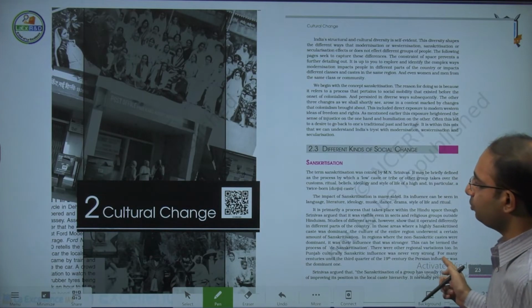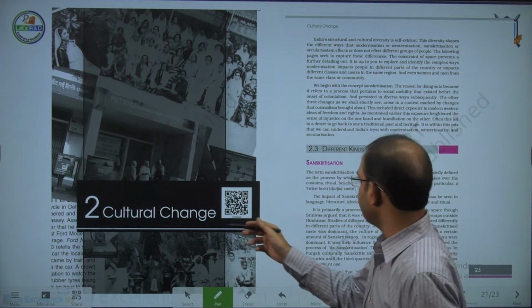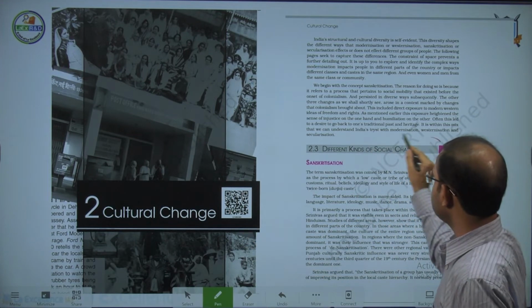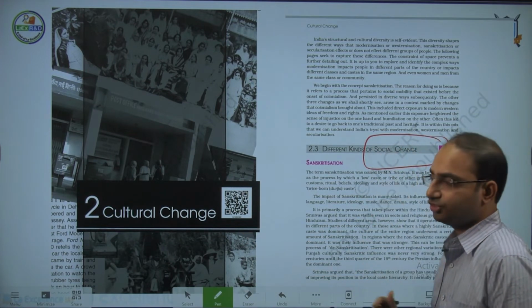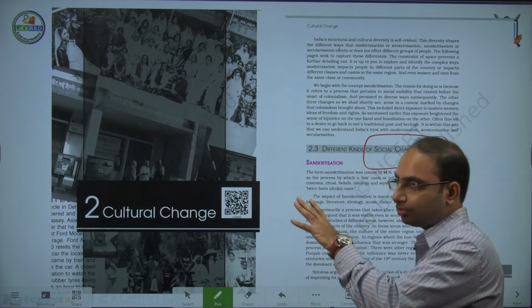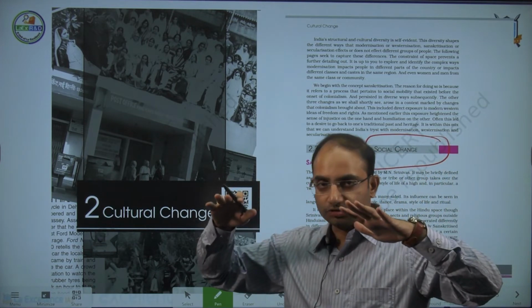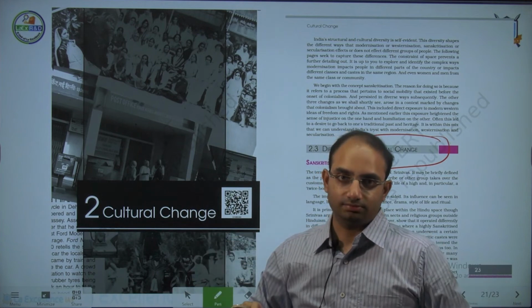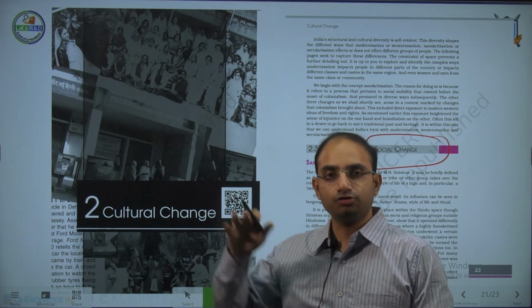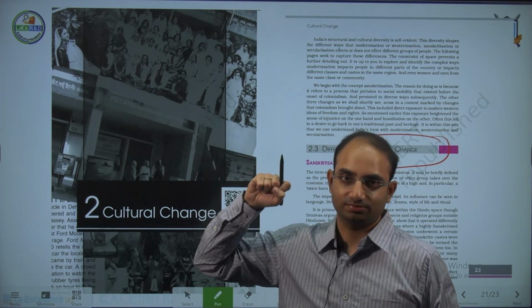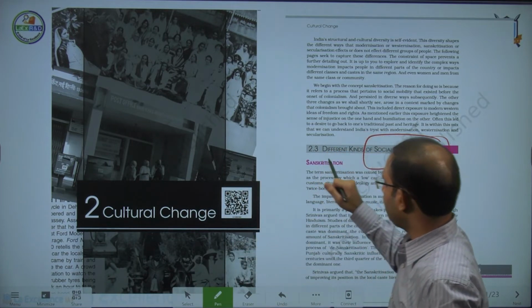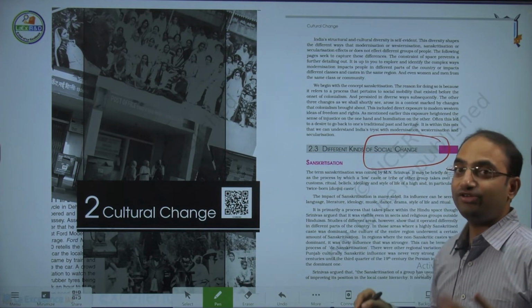Let me quickly run you through this chapter. Second chapter is called Cultural Change. Here we discuss how different kinds of social change is happening. In the first book, we understand Indian society as it used to be in the past, the traditional system. In the second book, we are trying to understand how society is changing.